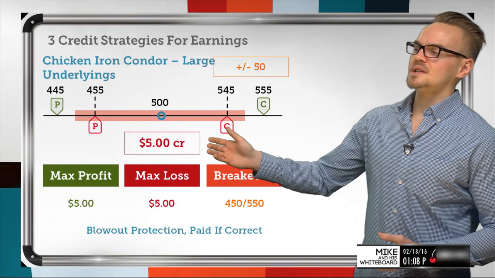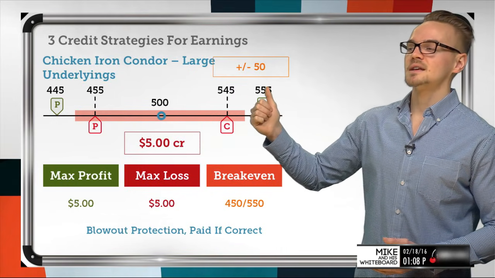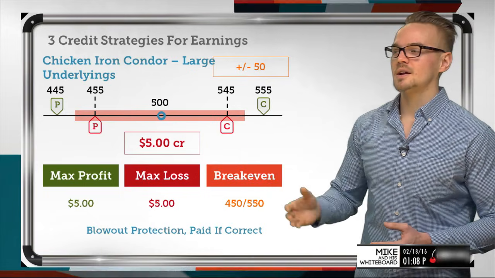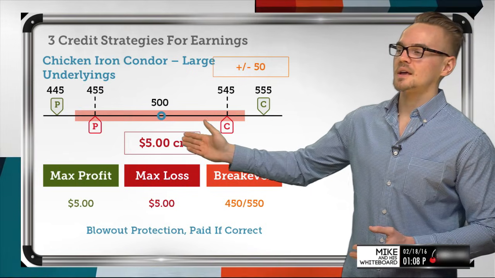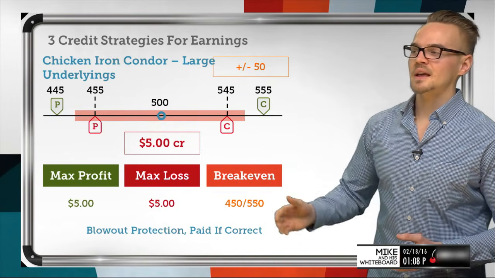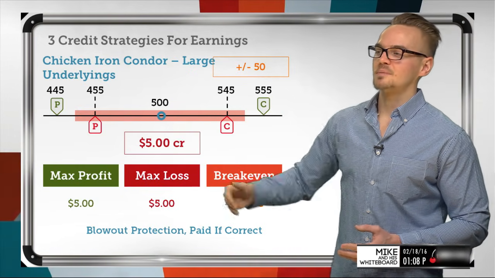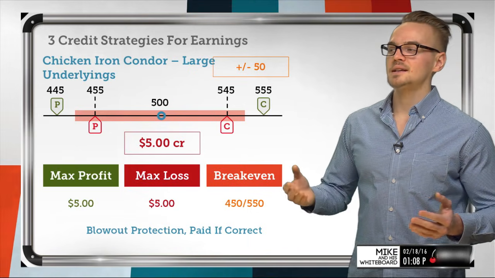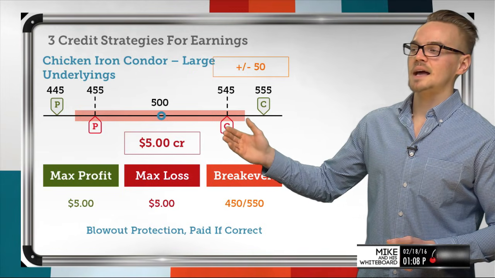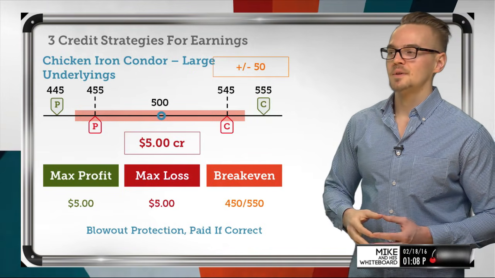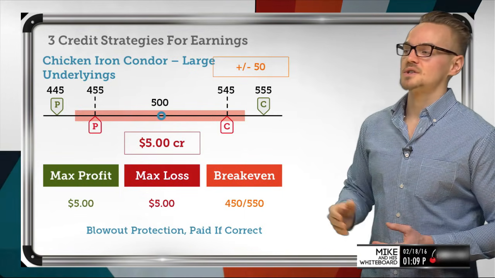So in this example, you'll see that I've actually moved my short strikes into the expected move. So let's say the expected move is 50 points here. So we've got an underlying trading at 500, and I've got a 545 short call and a 455 short put. And then 10 points out, I've purchased the 555 call, and 10 points to the downside, I've purchased the 445 put. So I've got a 10-point wide chicken iron condor with the short options a little bit inside that expected move, as you see here. So normally we can collect about 50% of the width of the spread in a situation like this.